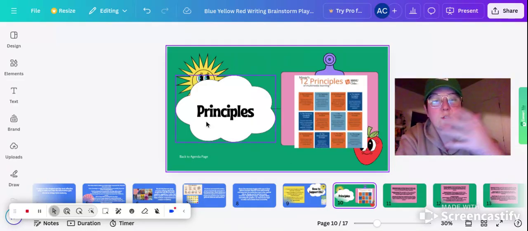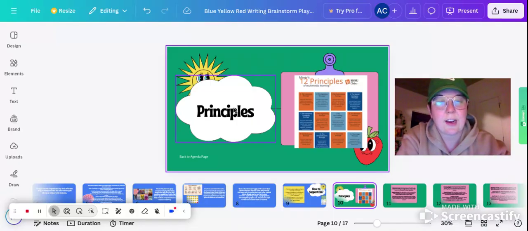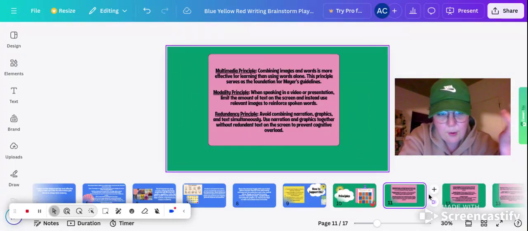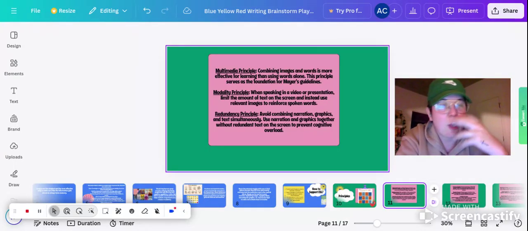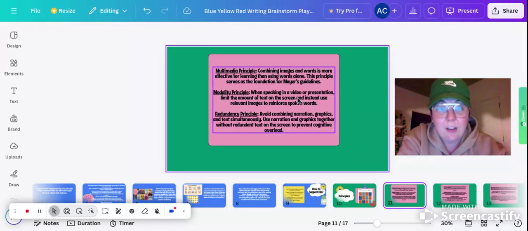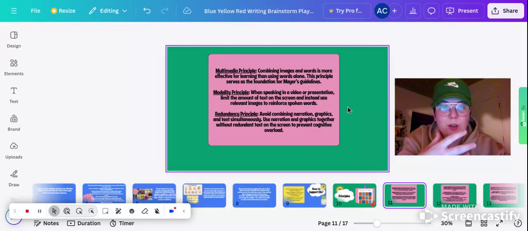And these are just the 12 principles that we learned about. I have the graphic here for visual appeal, and then I go through and talk about the different ones. So we've got our multimedia principle, using words and images together to help get the message across. We have the modality principle, so not having a lot of text on the screen when people are talking, but using different images to reinforce those words.